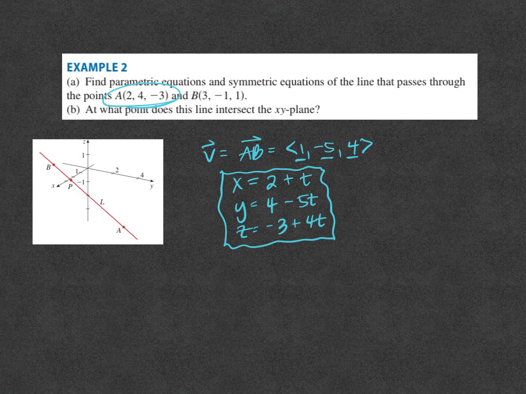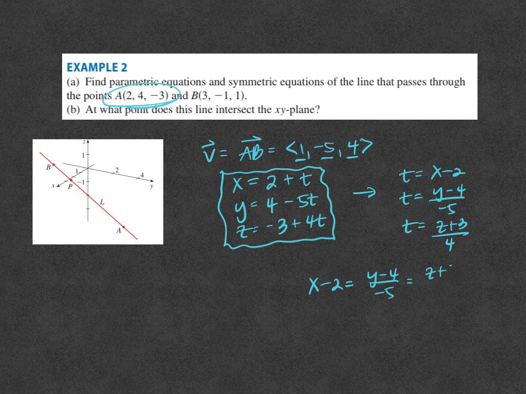And then for the symmetric equations, we're going to solve for t. So t equals x minus 2. On the second one, t equals y minus 4 over negative 5. And then t equals z plus 3, divided by 4. But in the symmetric equations, you set them equal to each other. So x minus 2 equals y minus 4 over negative 5 equals z plus 3 over 4. So that's the second part of question A.